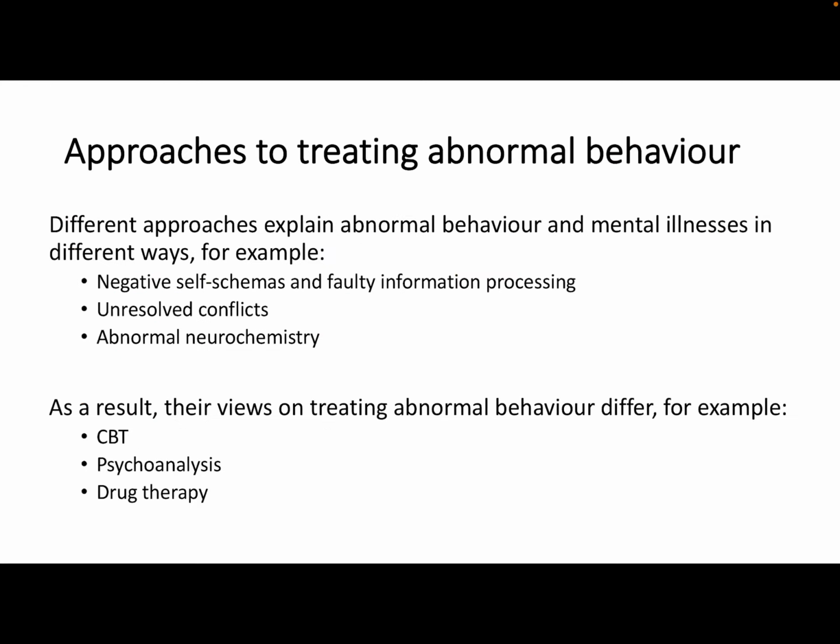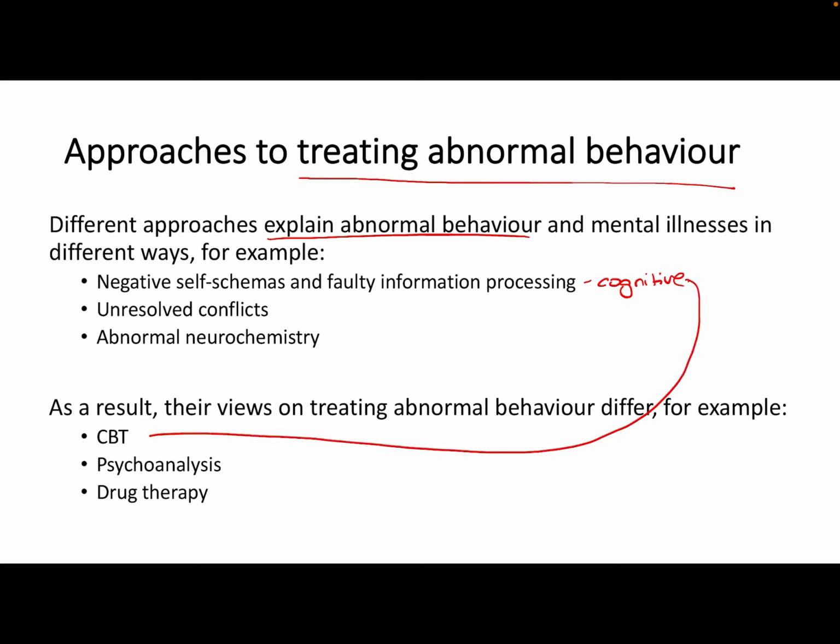Our final issue is going to be looking at how the different approaches treat abnormal behavior. So each of the different approaches explain abnormal behavior in different ways. So for instance, the cognitive approach explains things like depression through negative self-schemas and faulty information processing. So the way that they look at treating abnormal behavior is, of course, by altering these negative self-schemas through CBT.